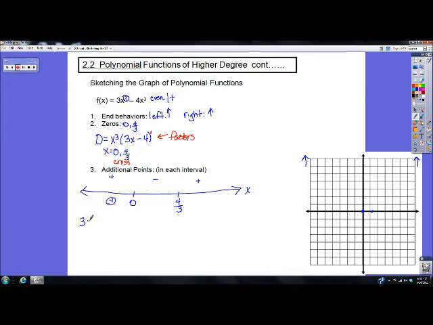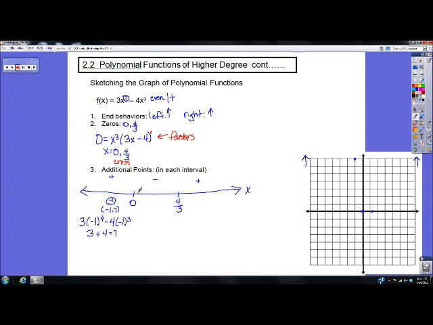Go back and plug 3 times -1 to the 4th power minus 4 times -1 cubed. I'm just going back to the original equation. Plug -1 in there. That's going to be 3 plus 4, which would be 7. So that means the point -1, 7 will be on our graph. Well, let's put it on there. -1, 7, right there.